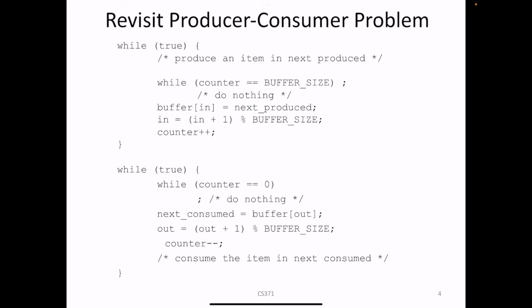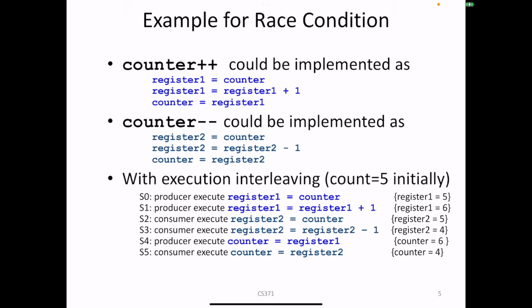If the answer is no, the item pointed to by the out pointer will be moved out from the buffer. Then increase the pointer out by 1 and round it up with the buffer size. Finally, decrease the value of counter by 1.